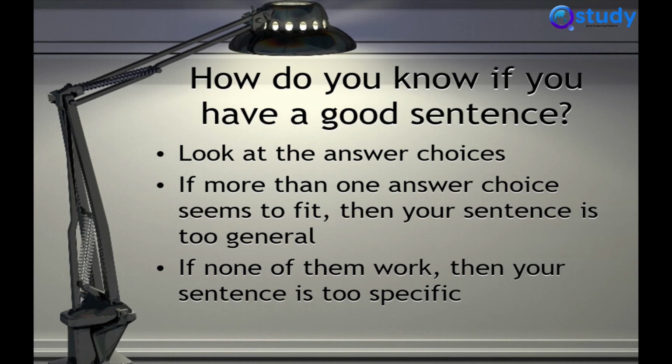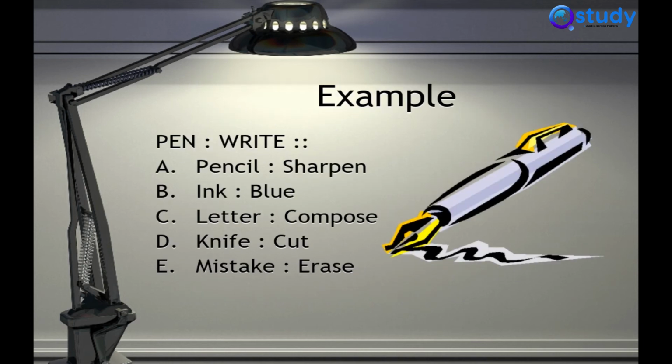Next, how do you know if you have a good sentence? When you're forming a sentence, how do you know that the sentence is good? So look at the answer choices, or look at the options. If more than one answer choice seems to fit, then your sentence is too general. So when you find out that two or more options are the answers to your sentence, then your sentence is too general. But if none of them work, then your sentence is too specific. Okay, a few examples we will see.